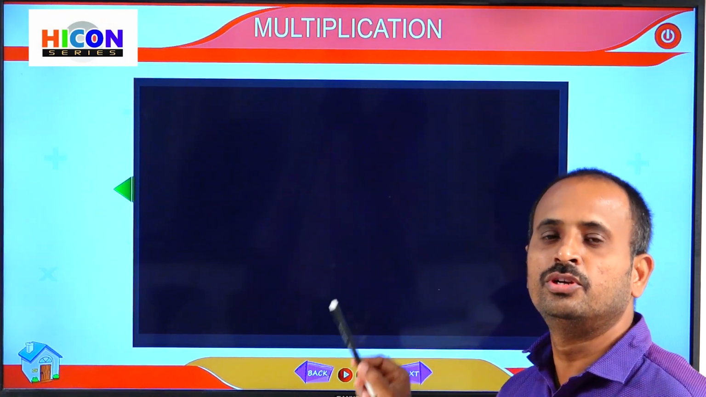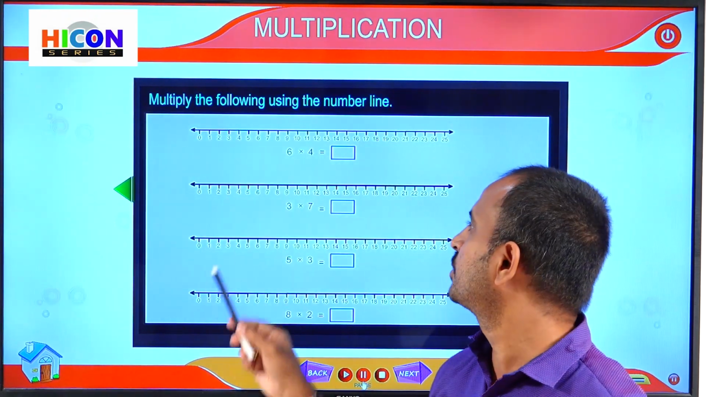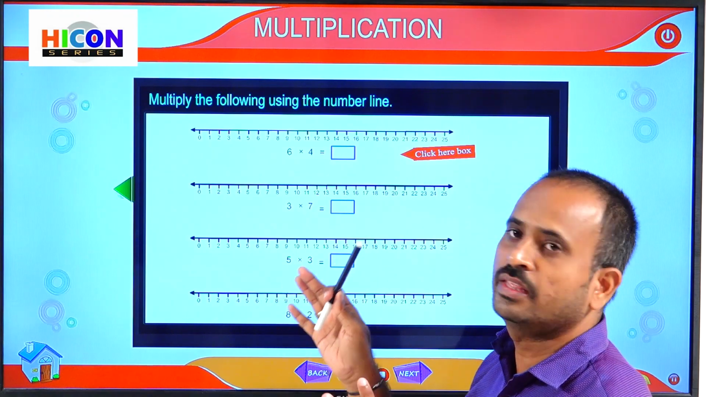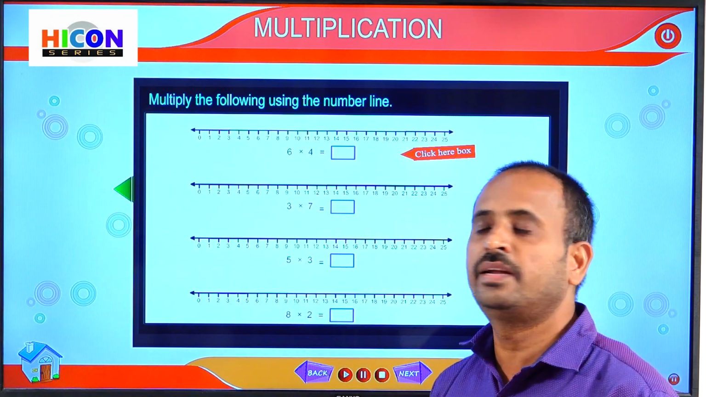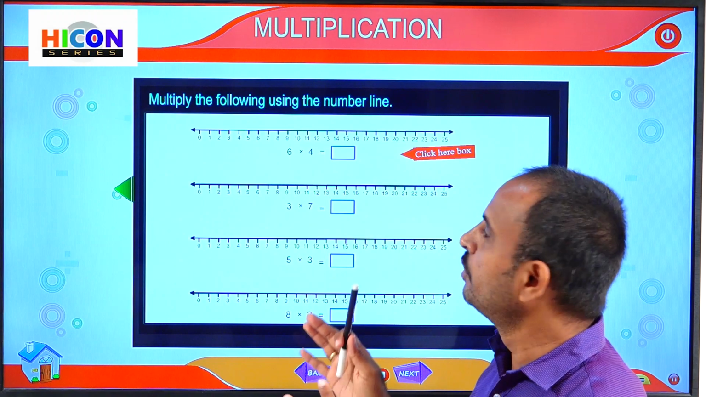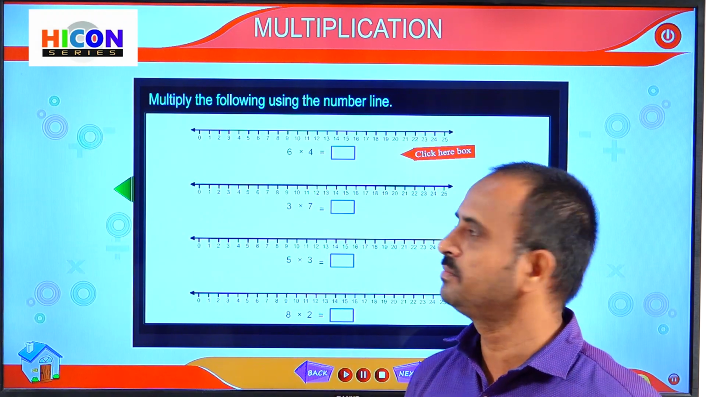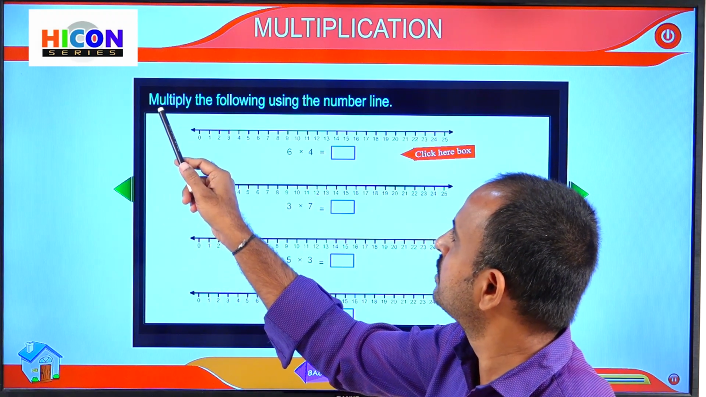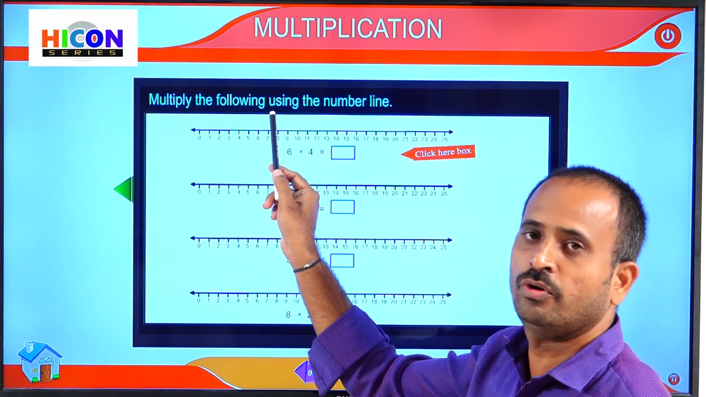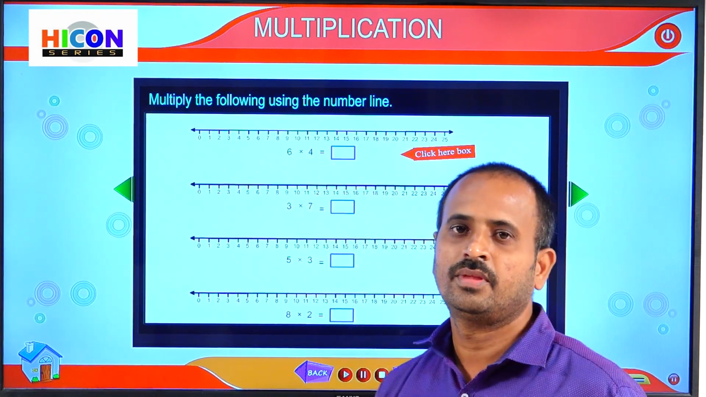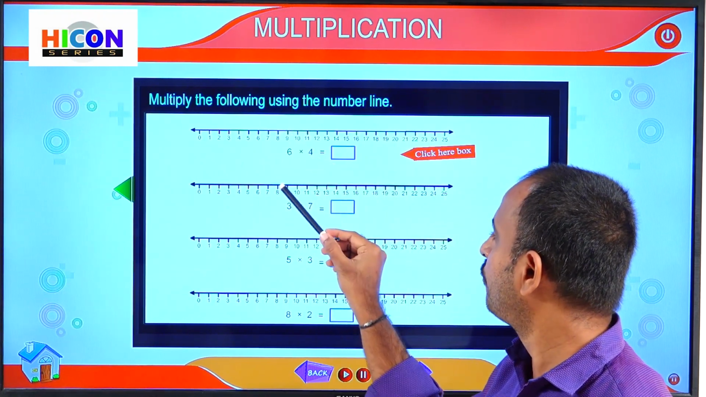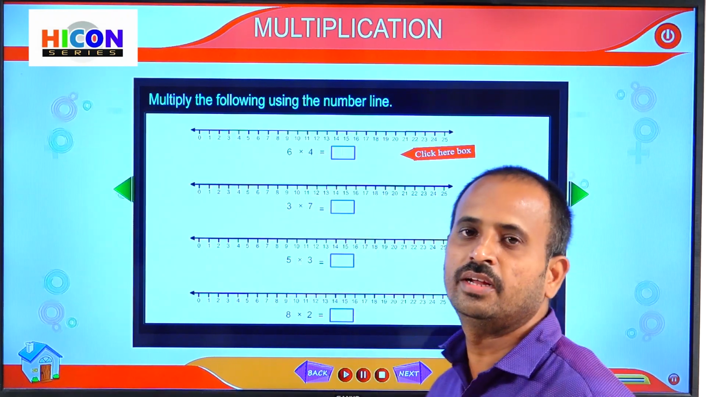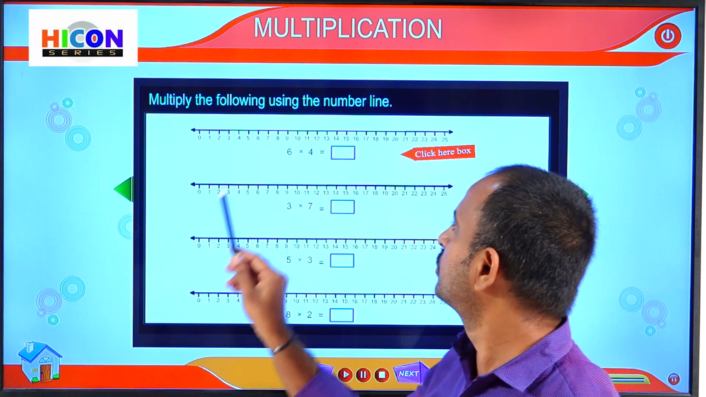So children, did you understand how to do multiplication on the number line? Let us practice some more problems. Then you will get a better understanding of how to do multiplications on the number line. So children, see the section. This is the exercise part. Multiply the following using the number line. Here they have given 4 problems, that is 4 multiplications which have to be done on the number line. So see the first problem.